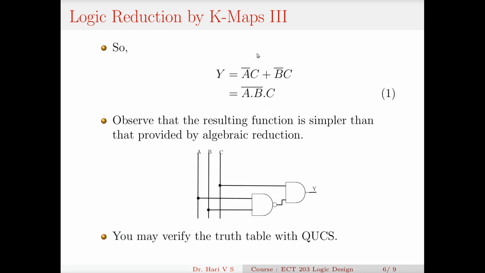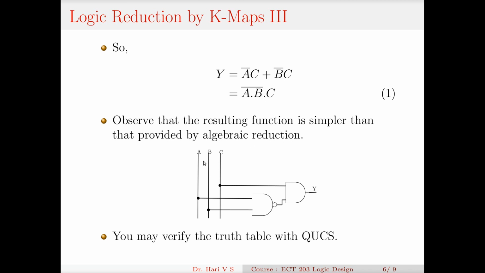Here you can see that it is A bar C or B bar C. So I can take the C as a common factor, and this is A complement or B complement, and C, which is nothing but AB whole complement and C. This is a very compact function. If you remember the algebraic expression, this is simpler than the function we realized. Of course, in the algebraic method also, if you do some other steps, you reach this. It is true. And the circuit looks like this.